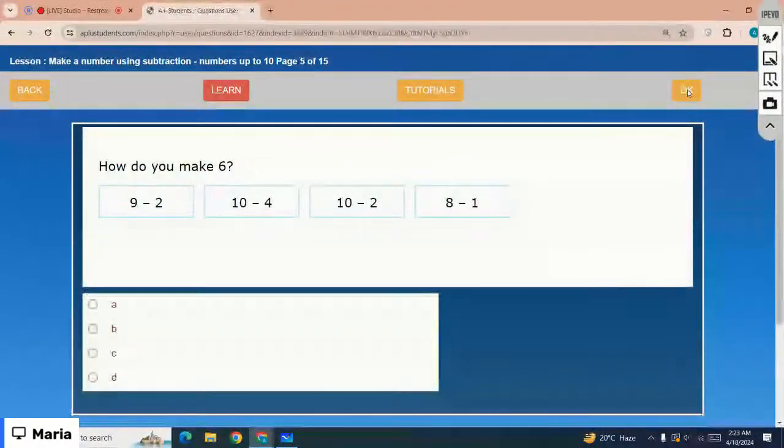How do you make 6? Which is the correct option? The correct option is option number B. That's 10 take away 4 is the correct option.